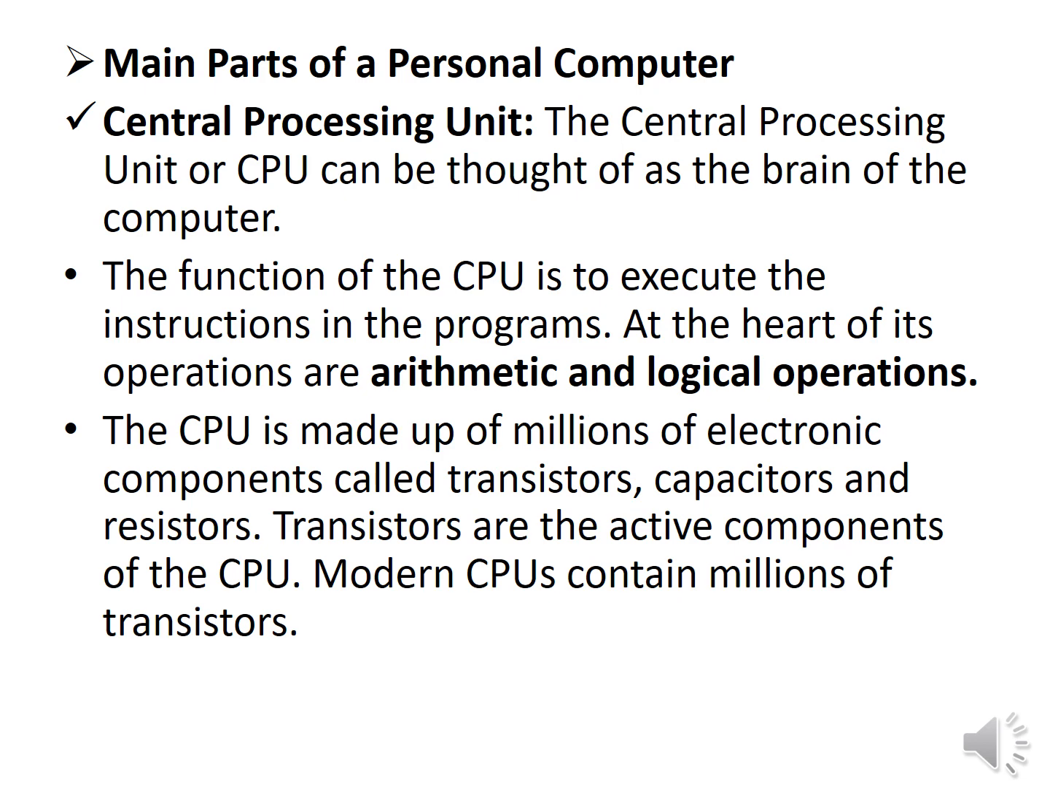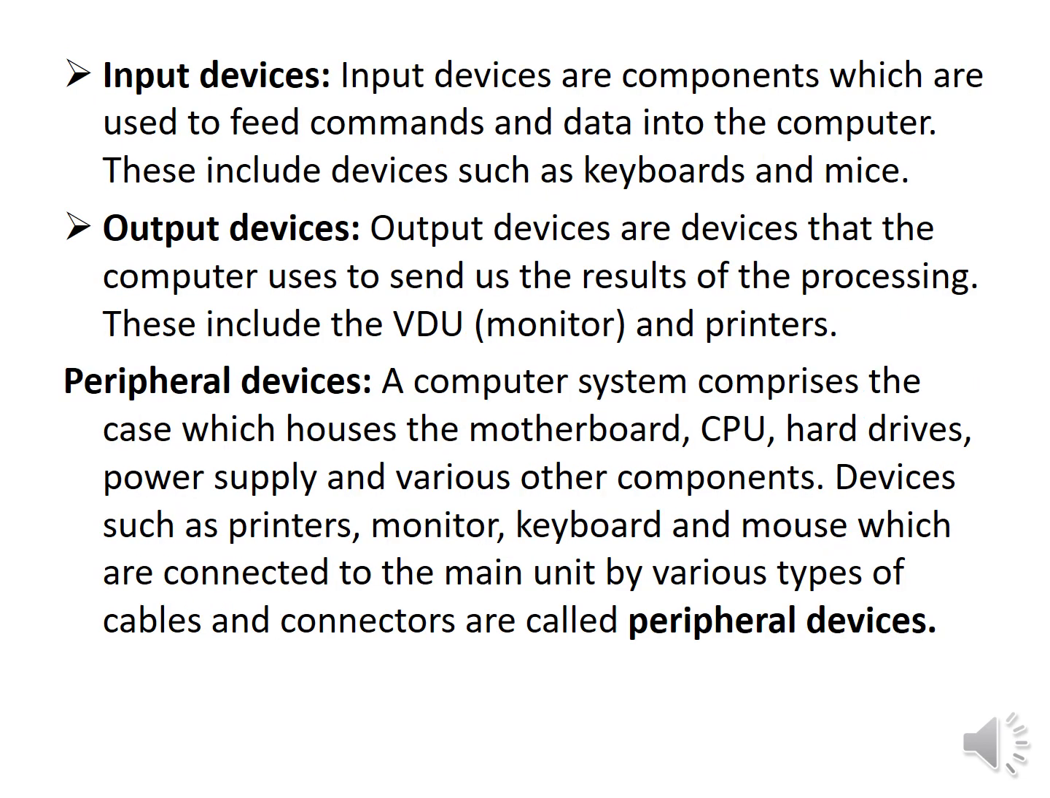At the heart of its operation are arithmetic and logical operations. The CPU is made up of millions of electronic components called transistors, capacitors, and resistors. Transistors are the active components of the CPU. Modern CPUs contain millions of transistors.